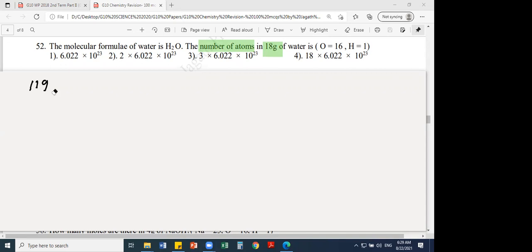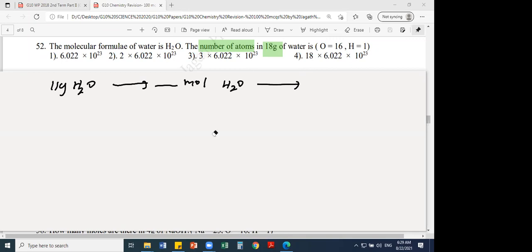Before you start the calculation, you should have this picture in your head: where I start and the flow. So I'll write here 11 grams of water. You have to convert it into moles of water, first converting grams to moles. Then moles of H2O. Before you find the atoms, you have to convert into moles of water.